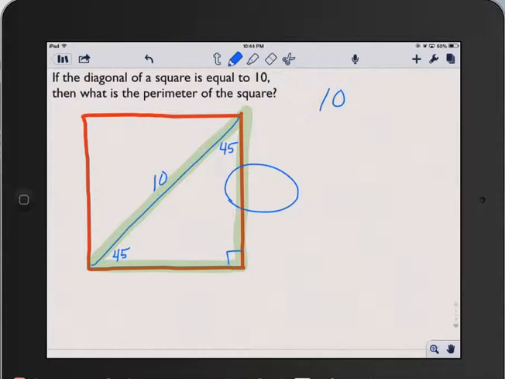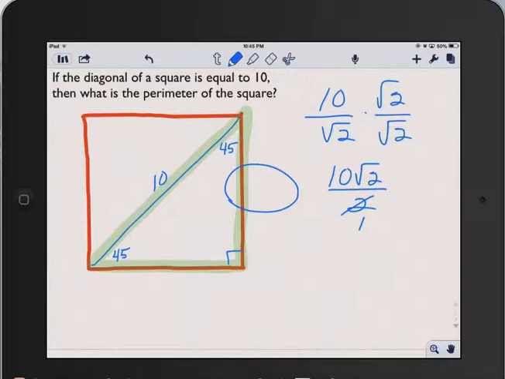So to reverse the theorem, 10 divided by the square root of 2 should give me the length of a side of that square, or a leg of the 45-45-90 triangle. To rationalize that, we multiply by the square root of 2 over the square root of 2, rationalizing the denominator, that is, and we get 10 times the square root of 2 over 2. 2 goes into 2 once, 2 goes into 10 5 times, so we find one side is equal to 5 times square root of 2. So all sides are equal to 5 times square root of 2.